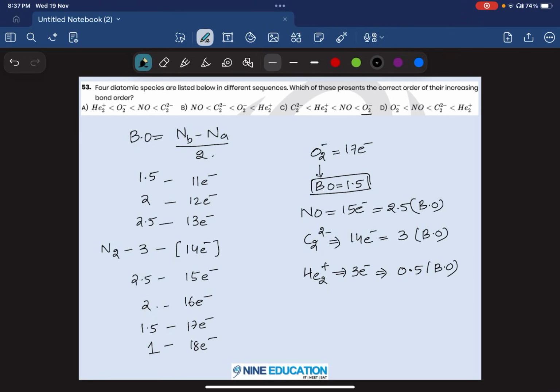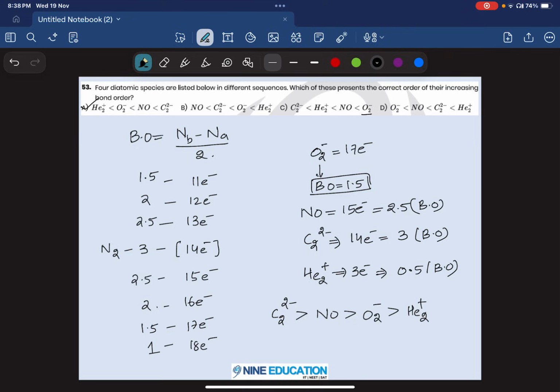So the order here is, out of all species, C2 minus is having the largest bond order. Then comes NO, which has 2.5 bond order. Then comes O2 minus, which has 1.5 bond order. Then comes He2 plus, which has 0.5 as the bond order. So the correct answer is option A.